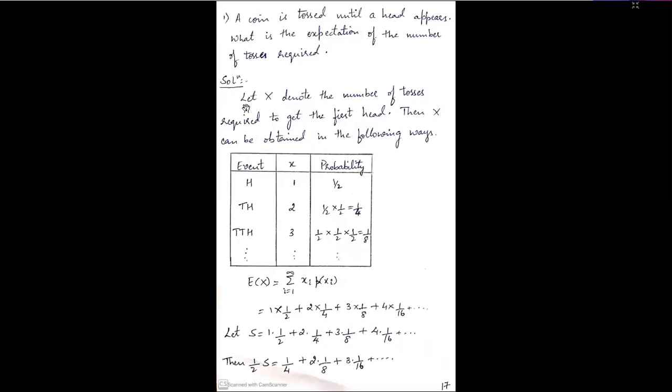So let x denote the number of tosses required to get the first head. Then x can be obtained in the following ways. The first event is head. Suppose you toss a coin once, you get a head, you record it because you are taking x to be the number of tosses required to get the first head. So x will be equal to 1 and the probability of this is equal to half.